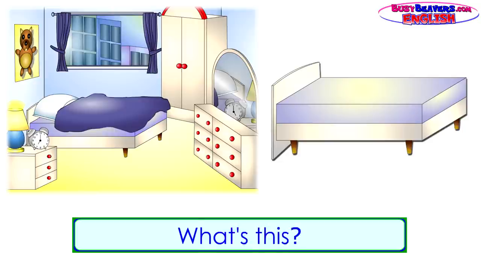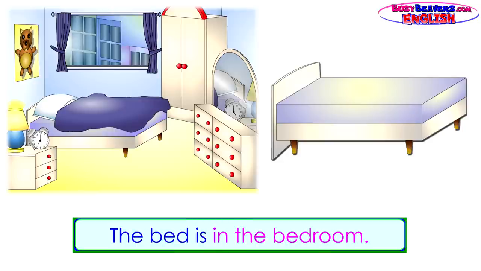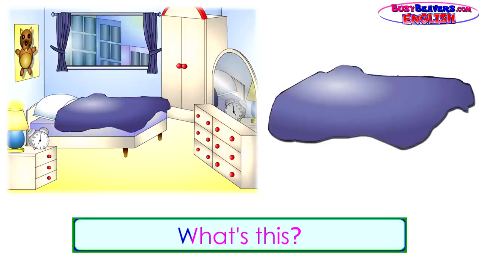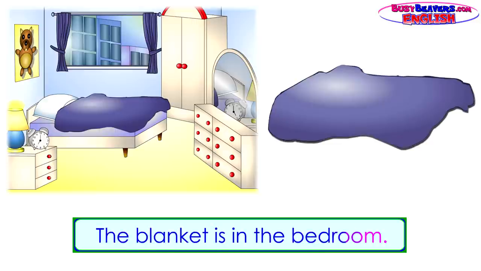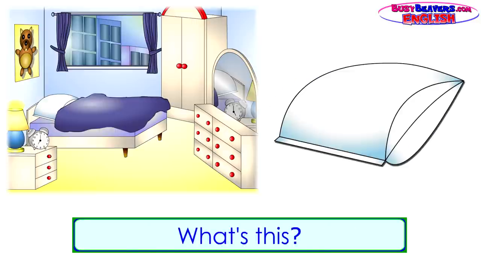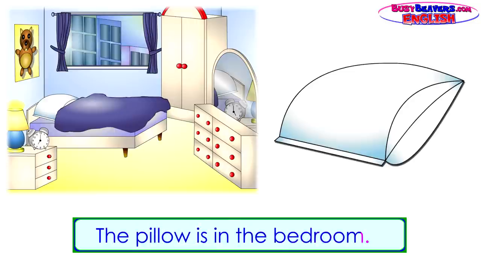What's this? It's a bed. Where is the bed? The bed is in the bedroom. What's this? It's a blanket. Where is the blanket? The blanket is in the bedroom. What's this? It's a pillow. Where is the pillow? The pillow is in the bedroom.